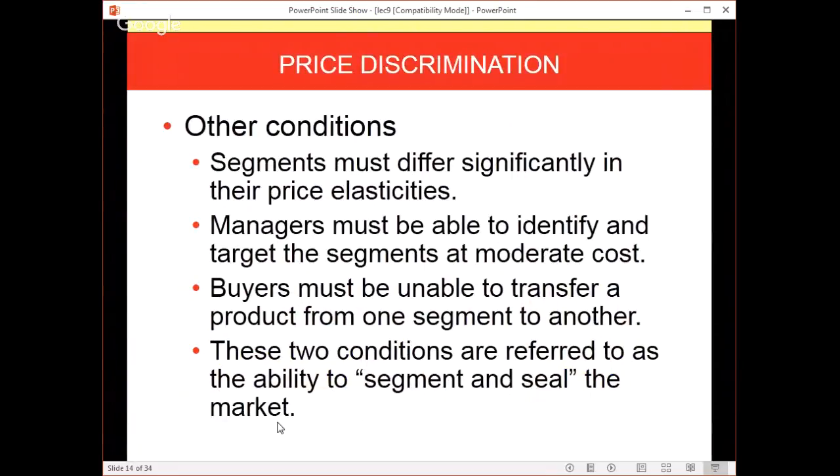They must be different enough in their demands, or in other words, their elasticities of demand have to be different enough to make it worthwhile to have two groups. And the manager has to be able to identify and target the segments at moderate cost. The buyer must not be able to transfer the product from one segment to the other. We call this segment and seal. That means we can keep them from transferring goods from one to the other, and then we're able to identify the two groups and charge them different prices.